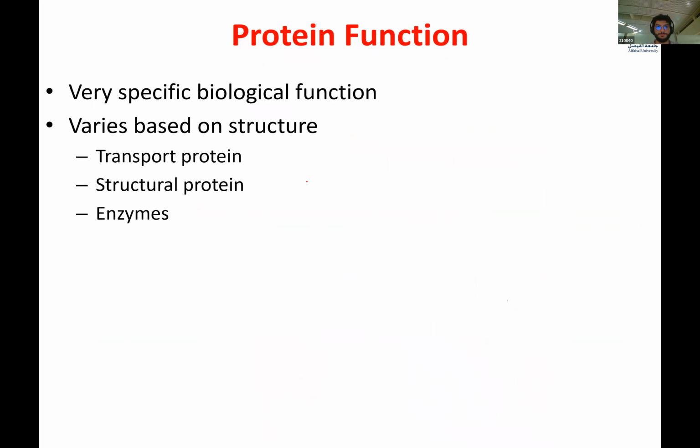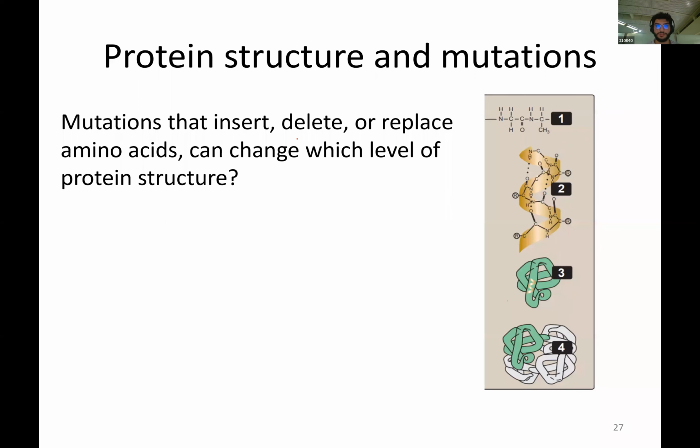So protein function. Let's discuss. This is just a very brief slide. So what do proteins do? Basically, they have specific biological functions. They could be transport proteins. They could be ionic channels, or they could be structural proteins like collagen. Or they could be enzymes like DNA polymerase or really any other enzyme. Almost 99% of enzymes are made of proteins. So these are the specific functions of proteins. I think that's pretty clear. Let's move on to the next point.